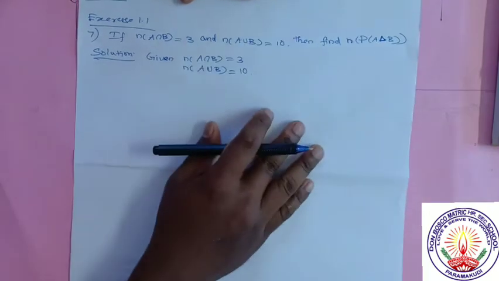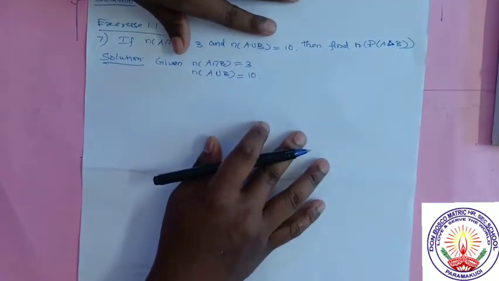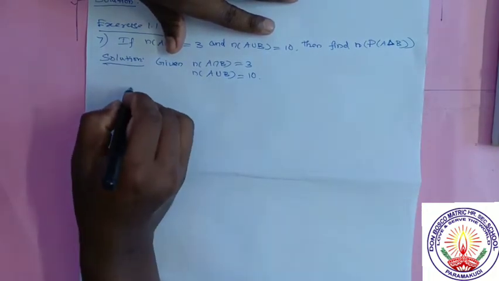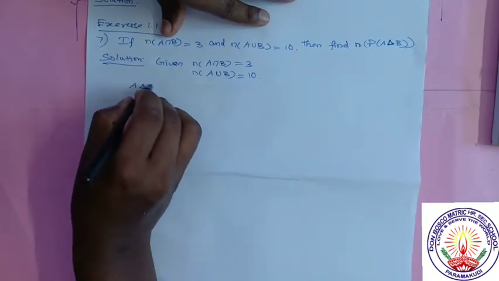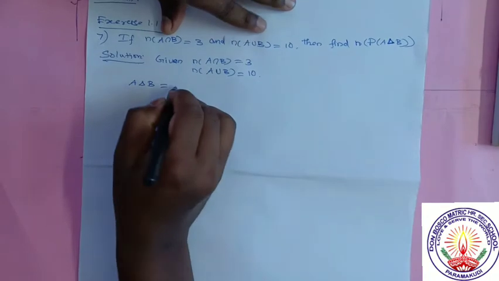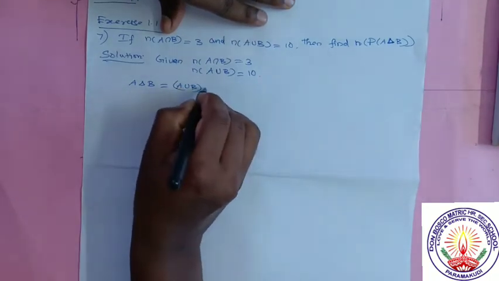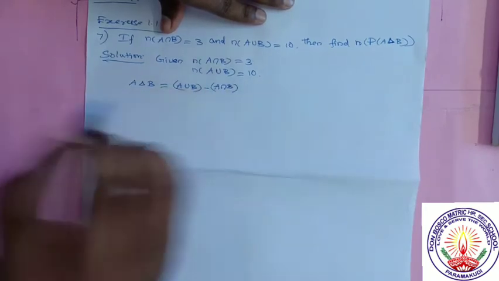So what is A symmetric difference B? A symmetric difference B means it is the union of A minus B and B minus A. So we must know the formula. The formula is A symmetric difference B is equal to A union B minus A intersection B.